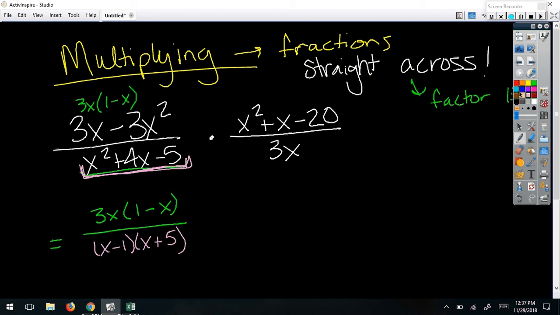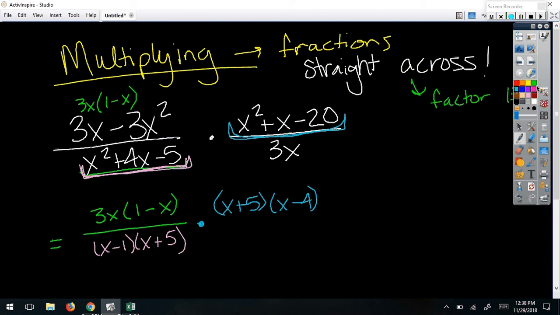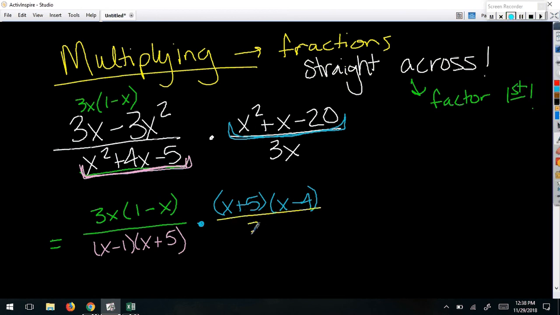All right. Second fraction up top. Can that be factored? What multiplies? There's no leading coefficient. 5 and negative 4. Then obviously the 3x is there. It's 3 times x or 3x.